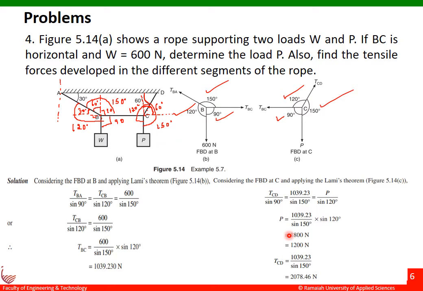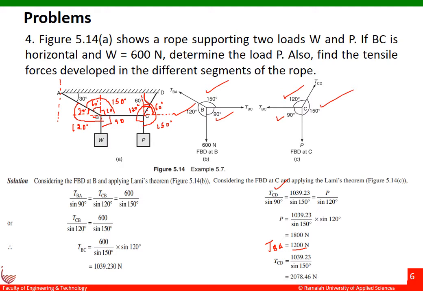So let us find out the answer for P first. We'll get the expression as P is equal to 1039.23 divided by sine 150 into sine 120 degrees. If we substitute this, we are going to get the answer for P as 1800 Newton.